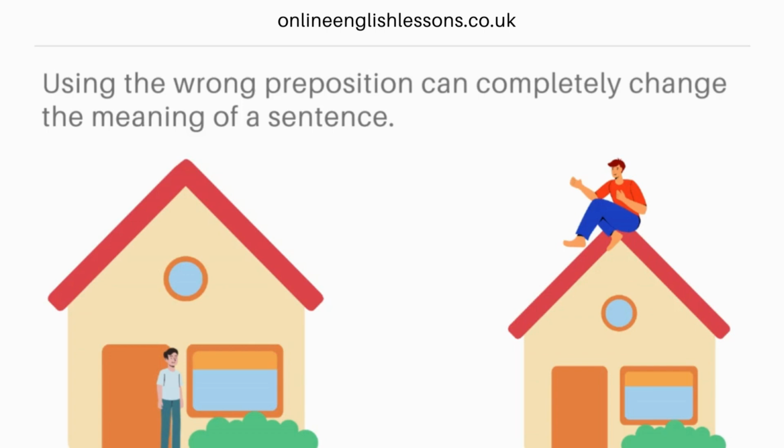Now, prepositions of place are very important. Using the wrong preposition can completely change the meaning of a sentence. For example, the man is at home or the man is on home. Very different meanings.